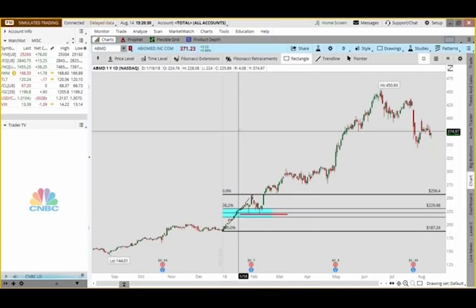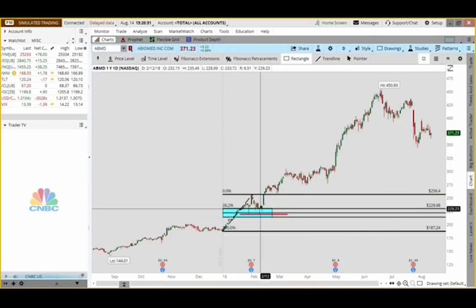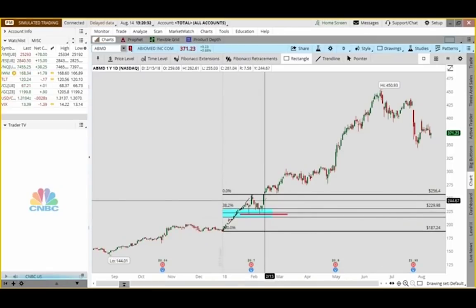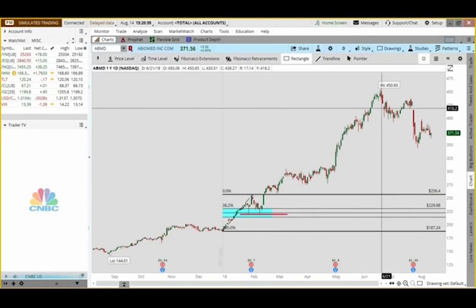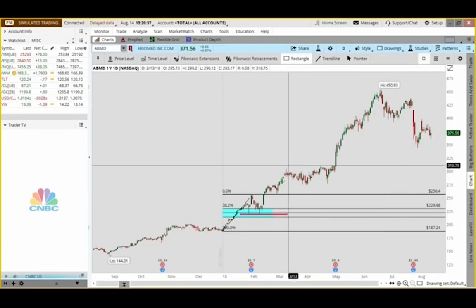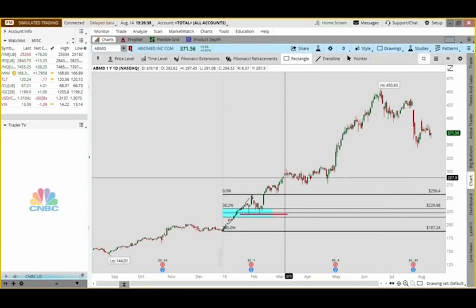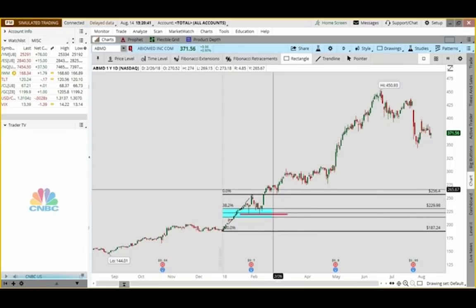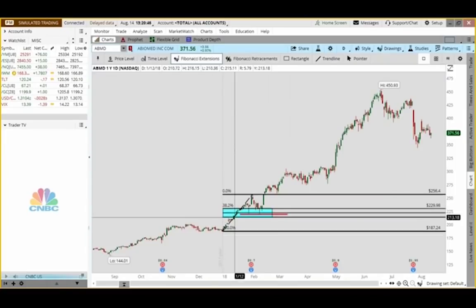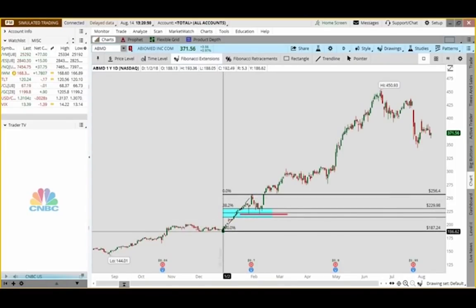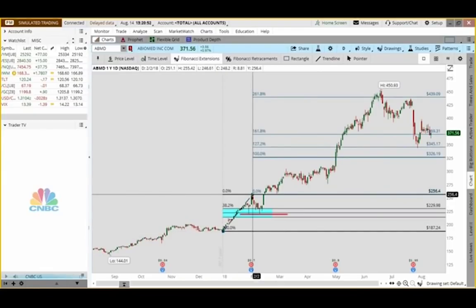Another way, let's say this was breaking out to new all-time highs. So none of this existed. We had no idea where future lows and highs would be. So we had no idea where future resistance will be. That's where the Fibonacci extension tool comes in. You use the same low and high, okay? Low, high, in this instance, go back to low.